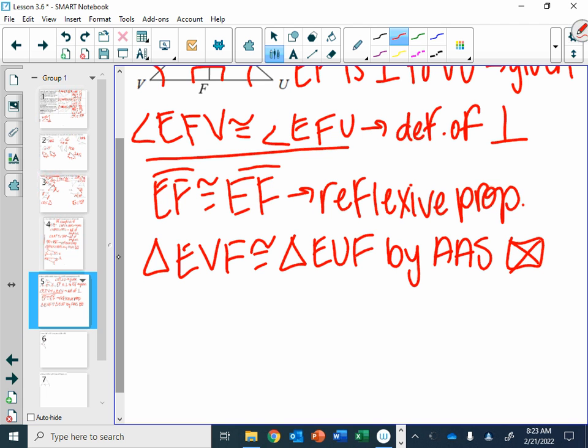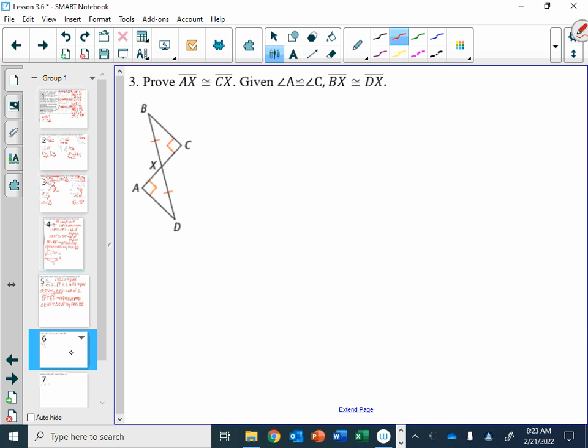Any questions on number 2? Look at it for a sec, read over it, make sure there's nothing you're misunderstanding. Alright, so let's do number 3.